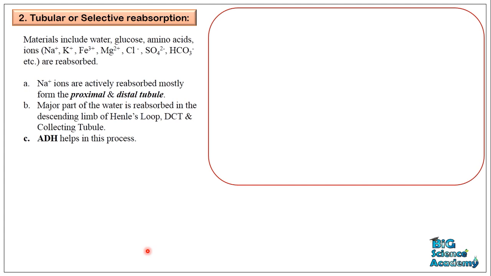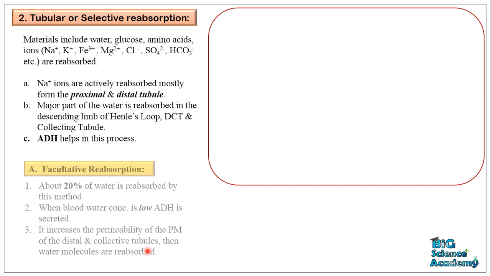The major part of the water is reabsorbed in the descending limb of the Henle's loop, distal convoluted tubule and collecting tubule. The hormone secreted from the posterior portion of the pituitary gland, which is ADH, helps in this process. Now we will discuss facultative reabsorption. About 80% of the water is reabsorbed by this method.